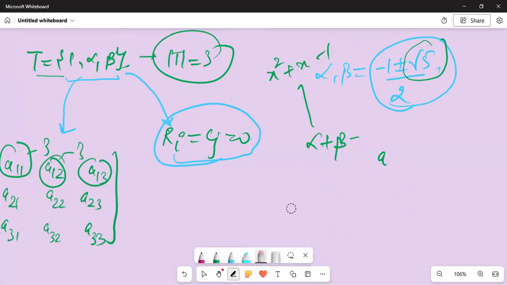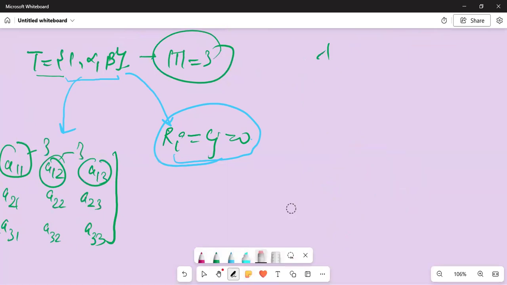Because we have already ruled out the other possibilities, we were not getting the sum as 0. If we were taking alpha twice or beta twice or 1 twice, then we were not getting a 0. And this is the only possibility. We can arrange the elements in our matrix.